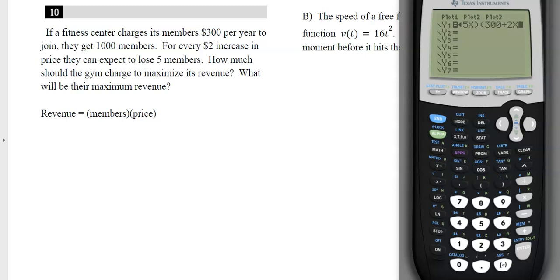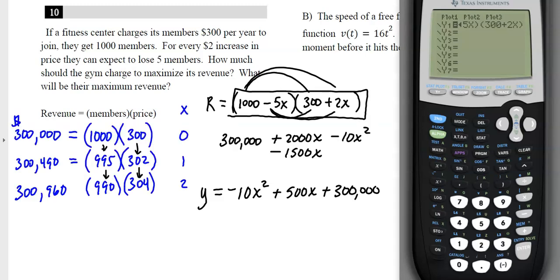Actually, I'm not going to hit graph yet because I want to use some common sense here on the problem. When I think about my x, how many times can I do this iteration? Well, if I do it a certain number of times, I'm not going to have any members. If I'm losing five members every time, if I do that 200 times, I'm going to have 0 members. So my x's have to be between 0 and 200. Otherwise, I go into negative member territory.